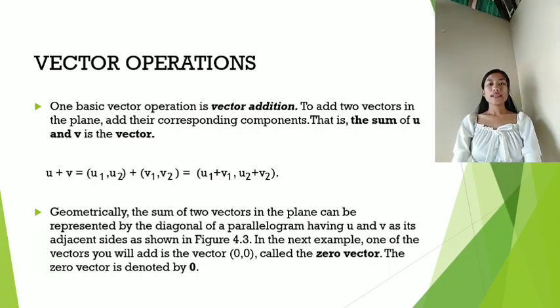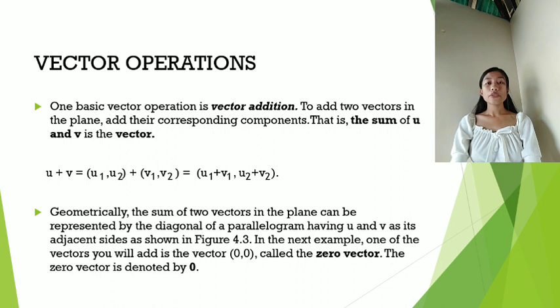Now, let us discuss the vector operations. One basic vector operations is vector addition. To add two vectors in the plane, add their corresponding components. That is, the sum of u and v is the vector. U plus v is equal to the quantity of u sub 1, u sub 2, plus the quantity of v sub 1, v sub 2, is equal to the quantity of u sub 1 plus v sub 1, u sub 2 plus v sub 2.